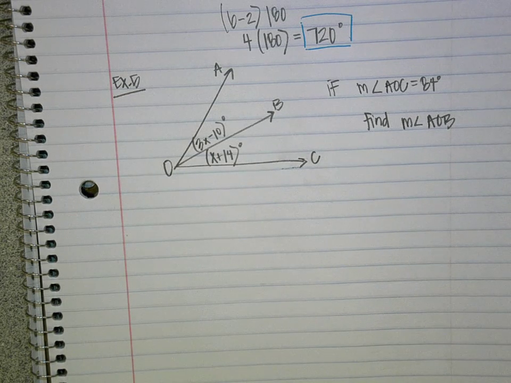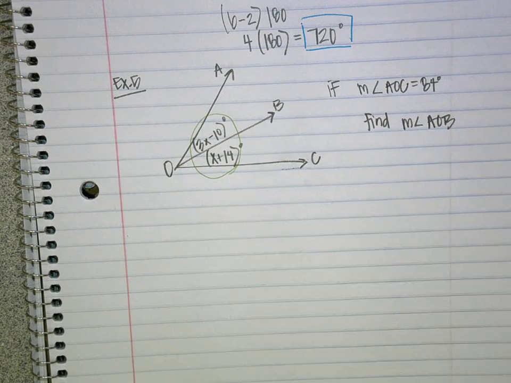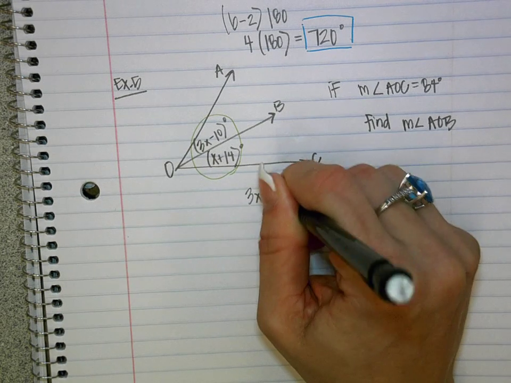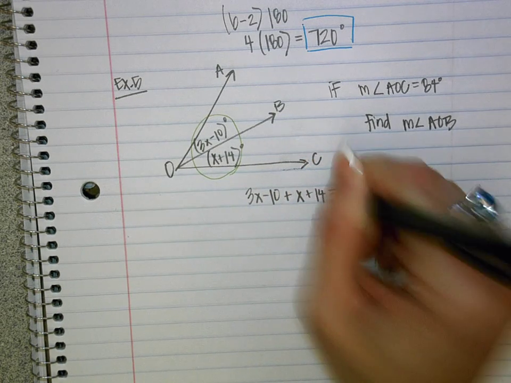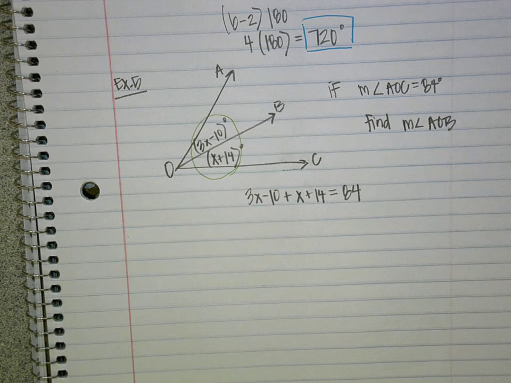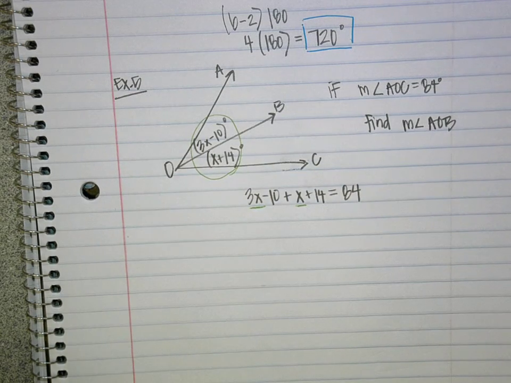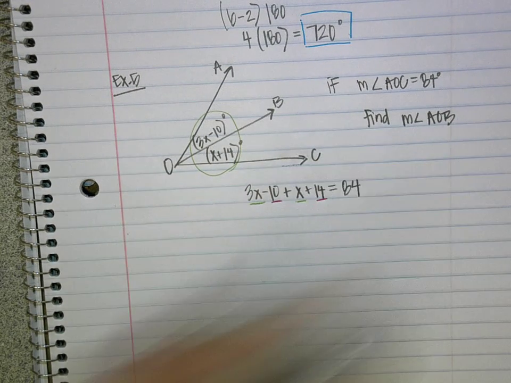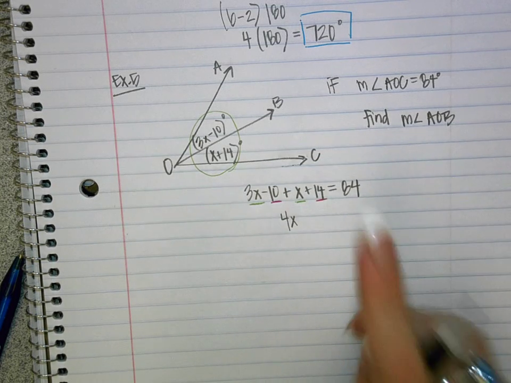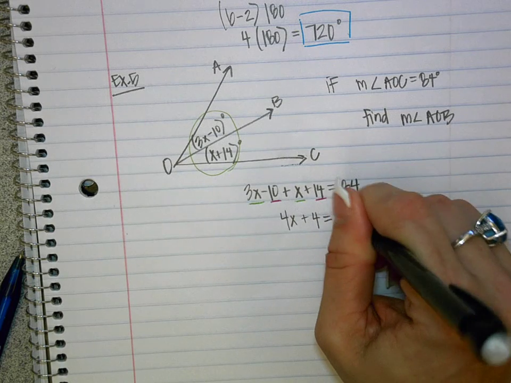Okay, so we're telling you all of these added together, both of these added together should equal 84. So to write that equation, you would write 3x minus 10 plus x plus 14 is equal to 84. And then we actually need to solve for x. So add together your letters, combine your like terms here, and combine your numbers. So 3x plus x gives you 4x. Negative 10 and positive 14 should be a plus 4 is equal to 84.